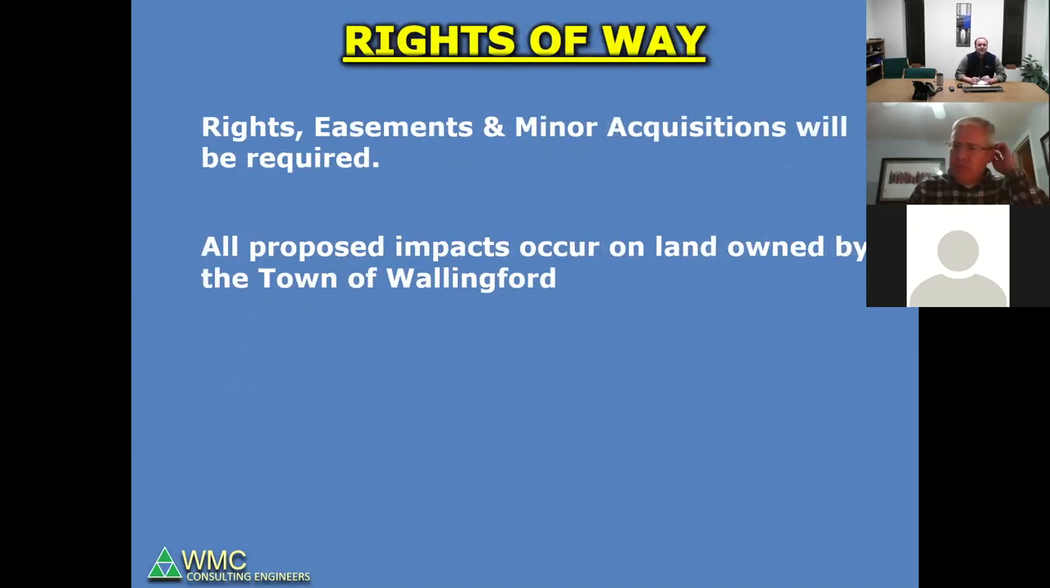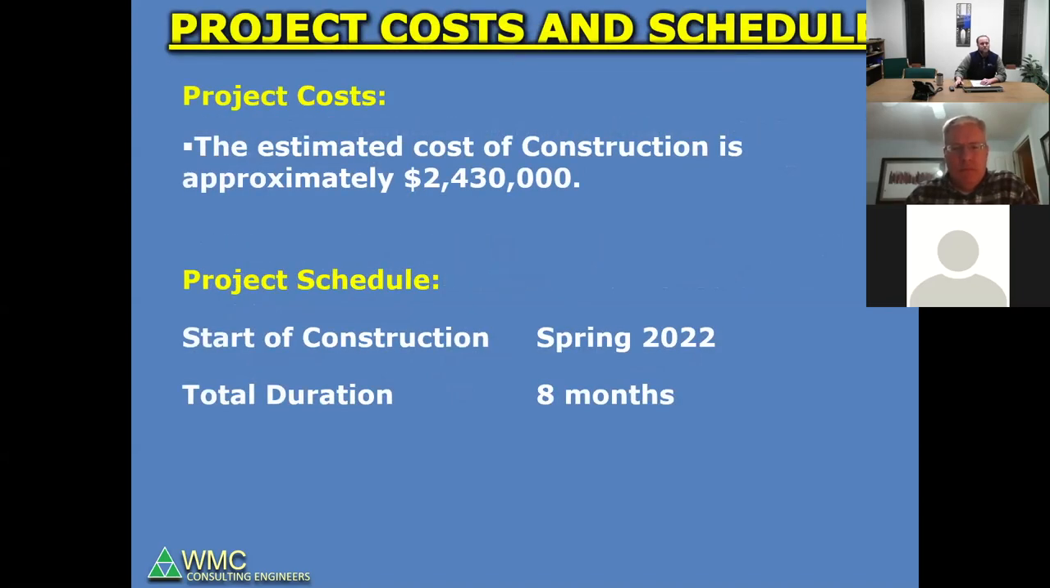There will be some rights easements and minor acquisitions as part of this project. However, the way the project's laid out currently, all the impacts will be on land owned by the town of Wallingford. Our project cost for this project is $2.4 million. The goal is to start construction in the spring of 2022, and the duration of the project will be 8 months.